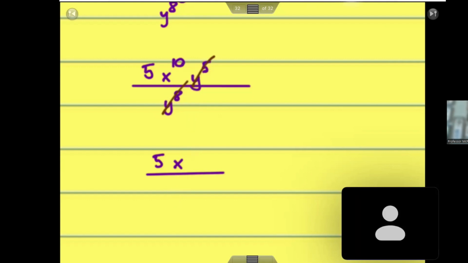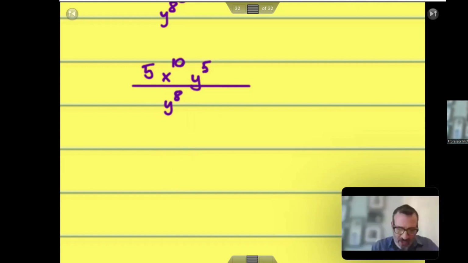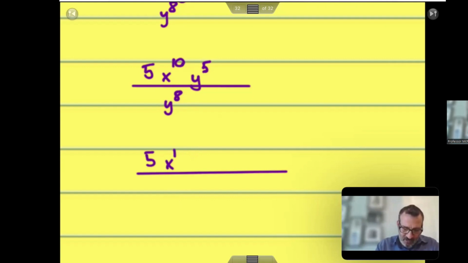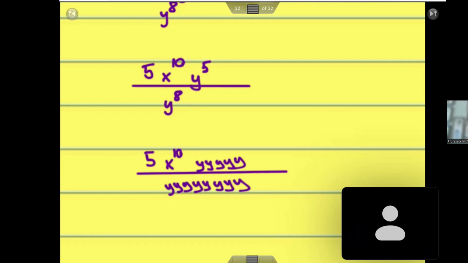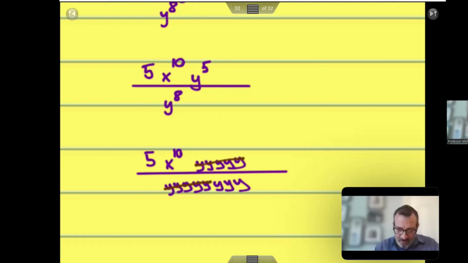But this could also be the spot where you say, when in doubt, write it out. So maybe let's look at it that way. Let's say 5x to the 10th, 1, 2, 3, 4, 5 y's, over 1, 2, 3, 4, 5, 6, 7, 8. So now we can kind of see that these 5 cancel these 5. And when I'm left with those 3 y's, they are at the bottom and they're going to stay there. There's no reason to bring those to the top.